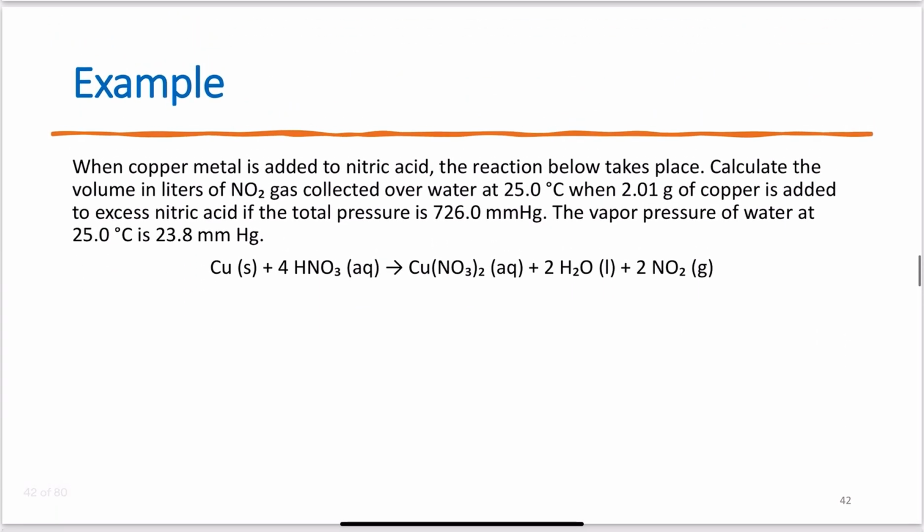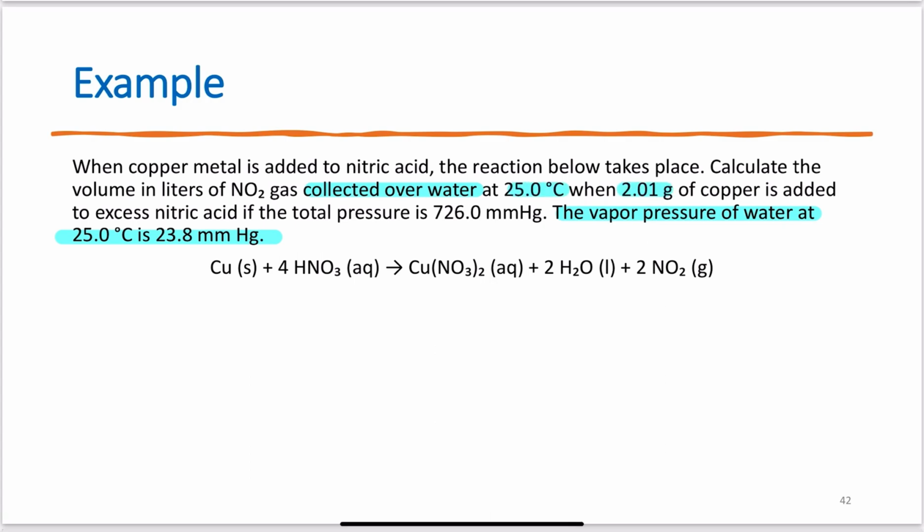Okay. When copper metal is added to the nitric acid, the reaction below takes place. Calculate the volume in liters of NO2 gas collected over water at 25 degrees C when 2.01 grams of copper is added to excess nitric acid, and if the total pressure is 760 millimeters of mercury. The vapor pressure of water at 25 degrees C is 23.8 millimeters of mercury. So it's really nice. If it tells me the vapor pressure of water, then I know I'm subtracting it. Otherwise, I have to pay attention to the collected over water, but I have to be given that value somehow.